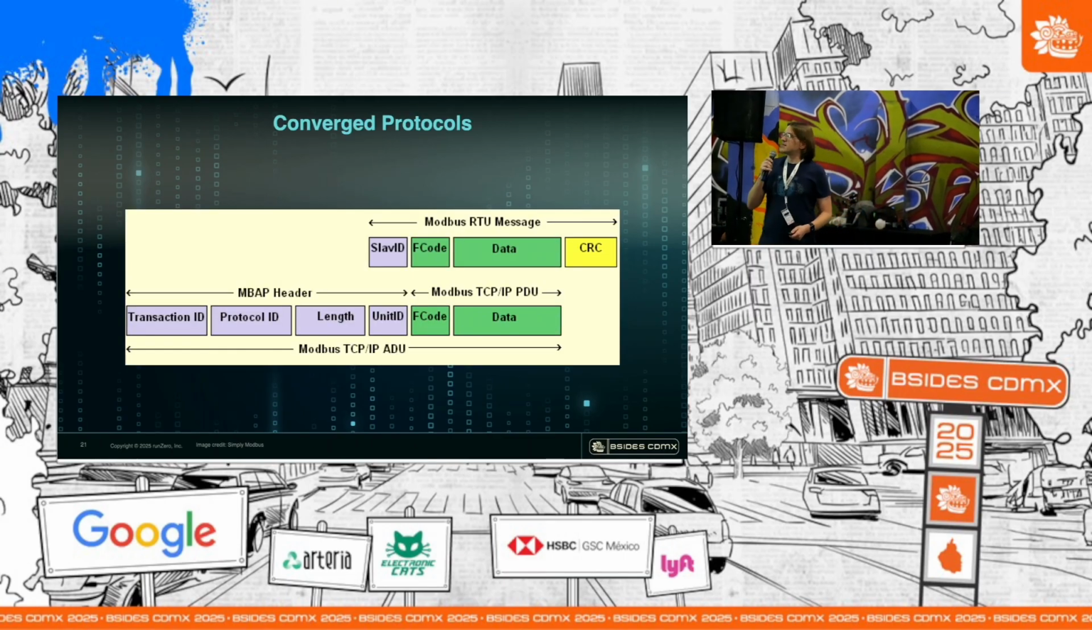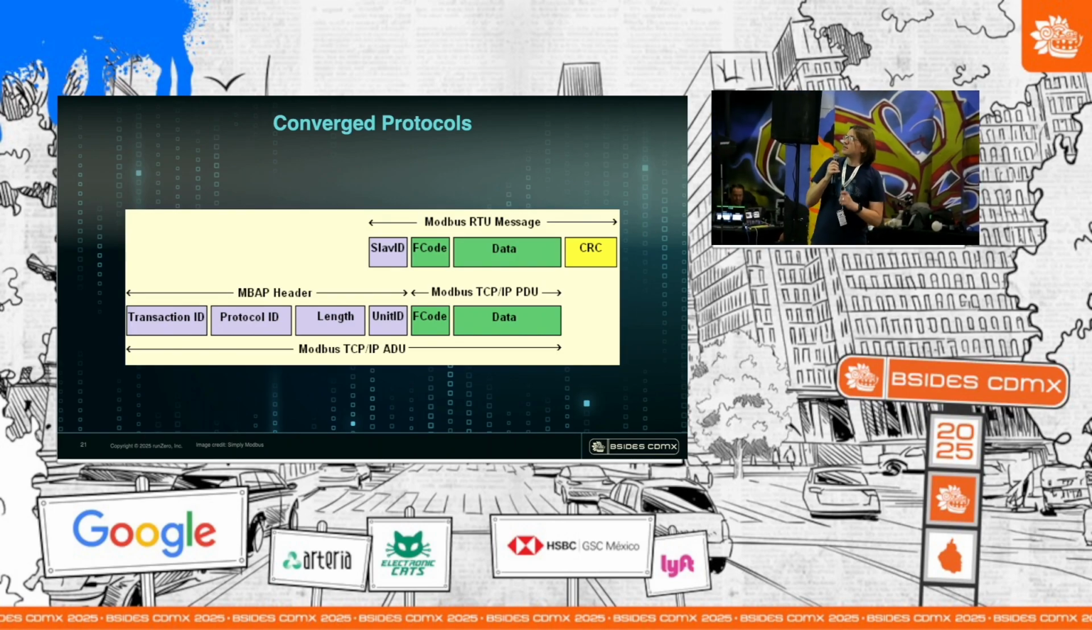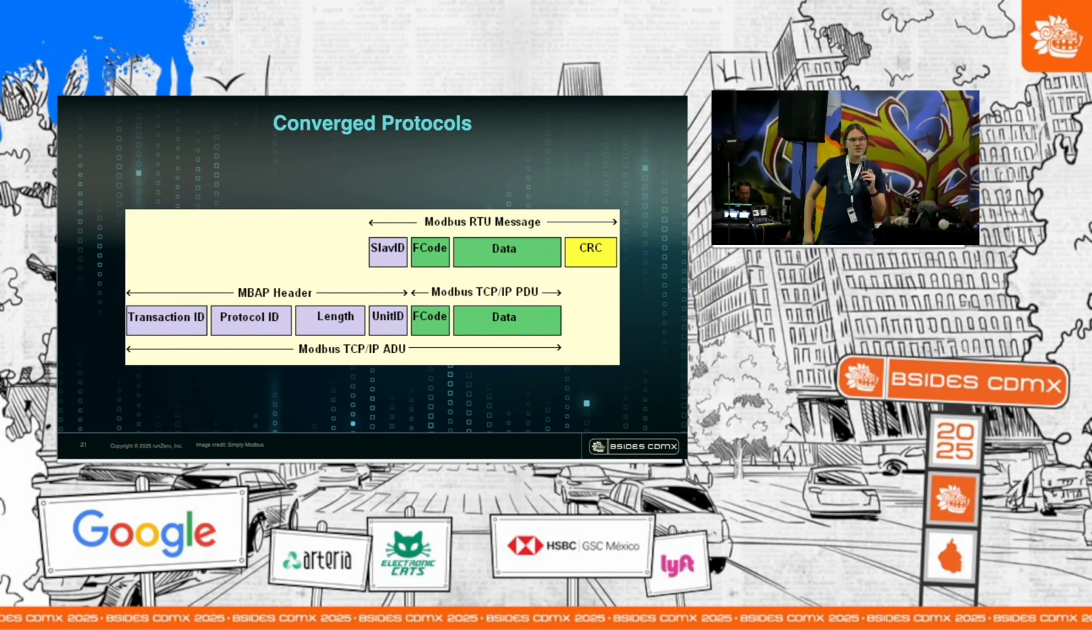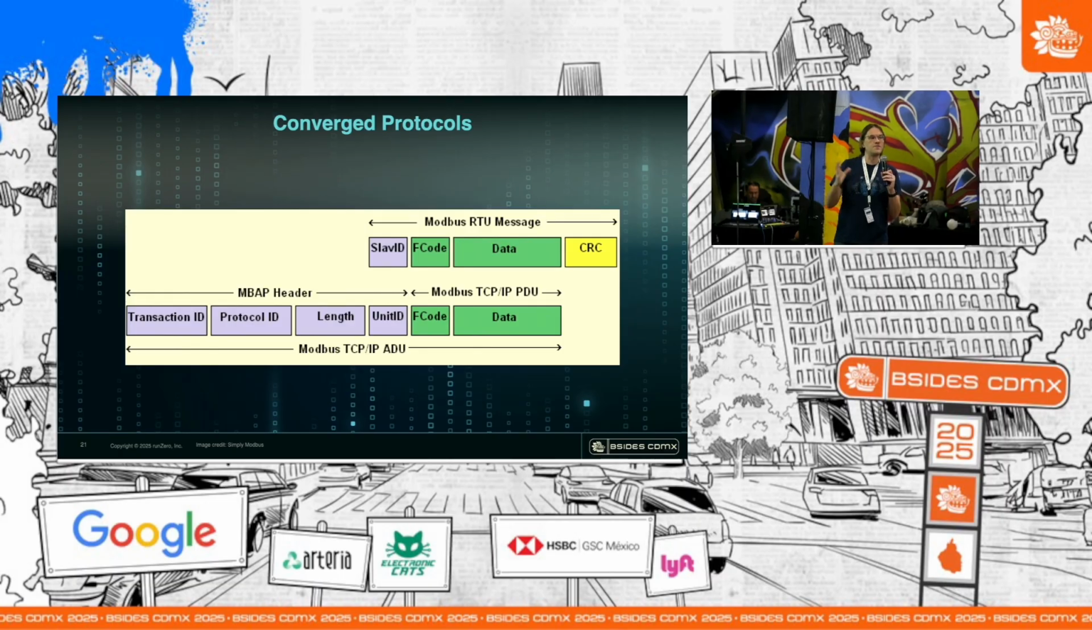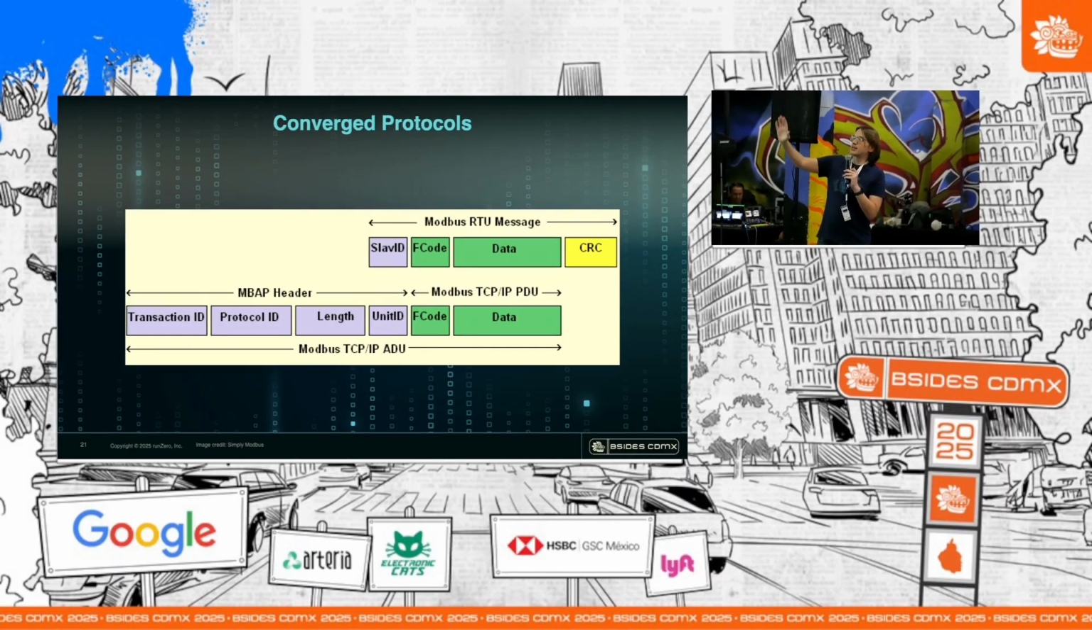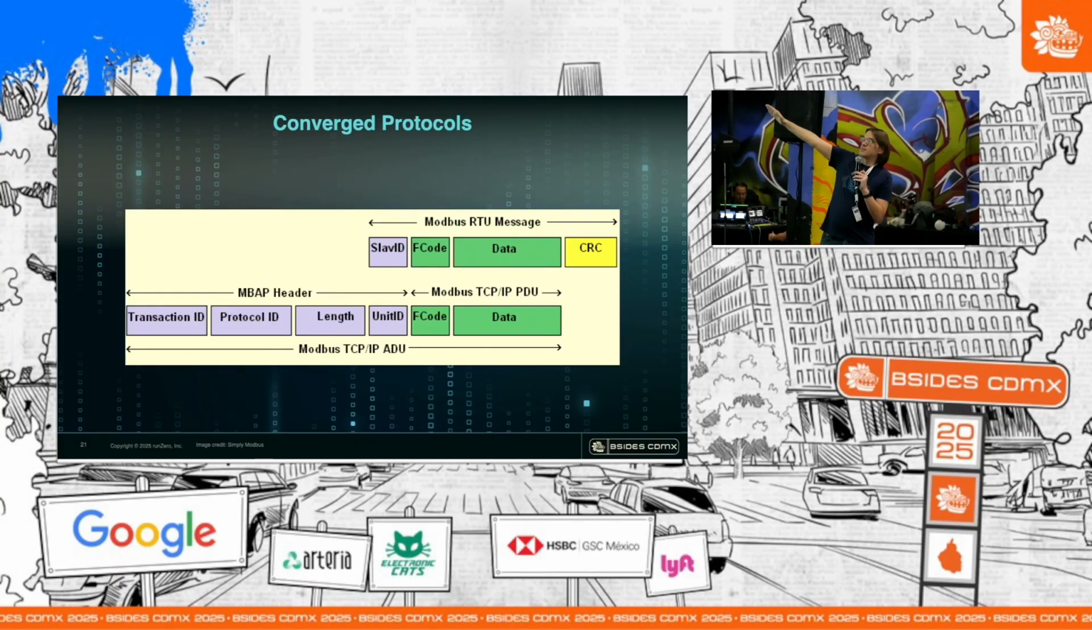So first, when we're talking about the converged protocol, this is Modbus. And as you can see, the green part there is the common core of the Modbus protocol. It's extremely simple. There is a single function code and some data. And in Modbus TCP, there is a single function code and some data. On Serial, you've got the station ID, so the device you want to talk to, and a CRC to check things.